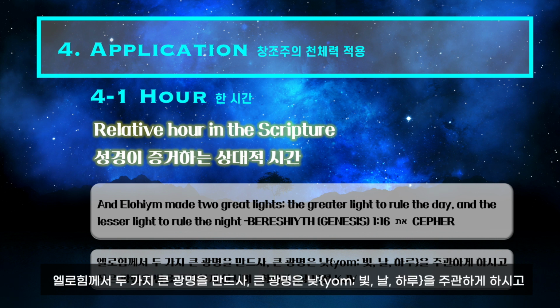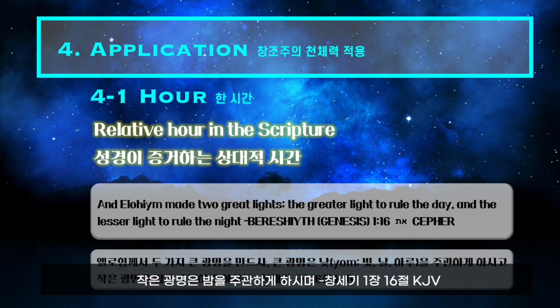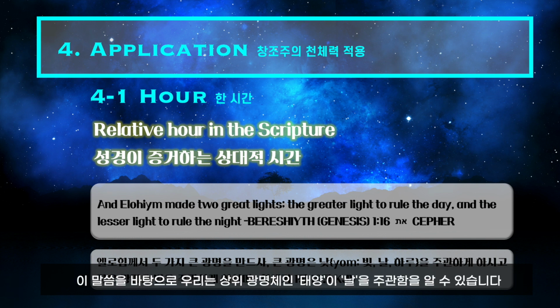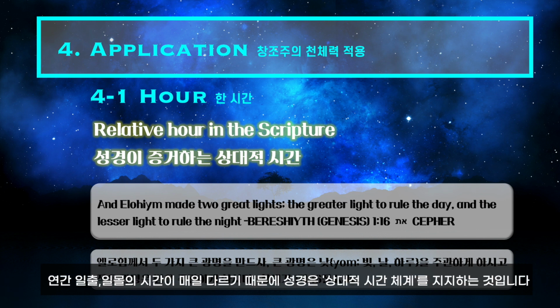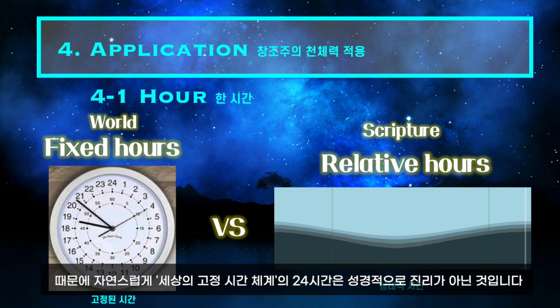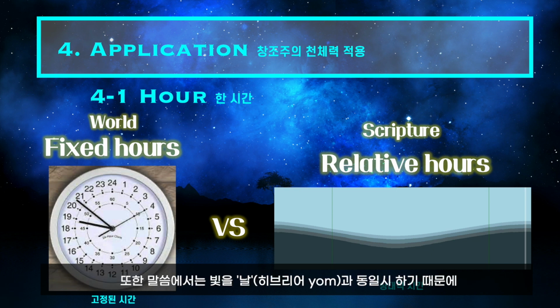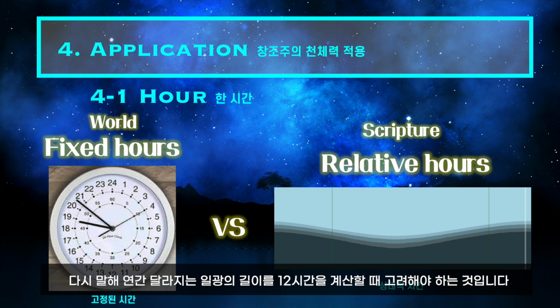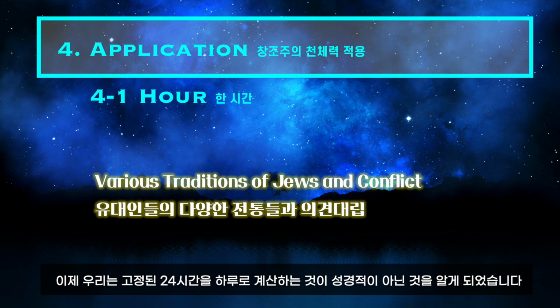Elohim made 2 great lights, the greater light to rule the day and the lesser light to rule the night. From this passage, we know the greater light, which is the sun, rules the day. As sunset times are different throughout the year, we know that the scripture supports the relative hour system. This automatically abandons the 24-hour length of the day in the secular fixed hour system. Also in the scripture, day is equal to light. Therefore, different lengths of daylight throughout the year should be taken into account when calibrating 12 hours. So we find out that the 12-hour system with a fixed length of 1 hour is not biblical.